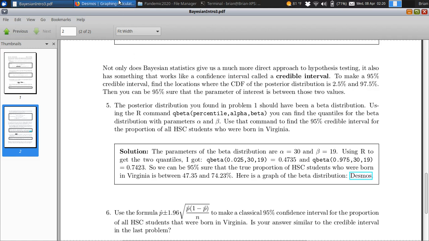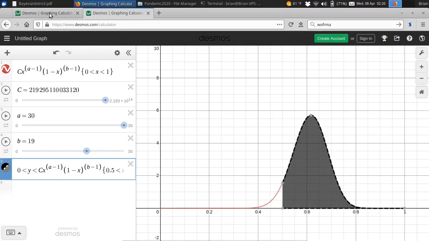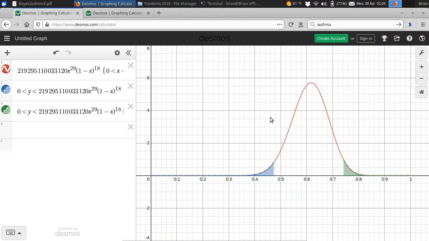So let me go back to Desmos. I've got this picture here. I actually made a different picture where this is the same beta distribution, and here I show the two tails that I don't want, right? So I want to find 2.5% on the left tail and 2.5% on the right tail, so that this middle part, the white part in the middle, is 95% of the posterior distribution.